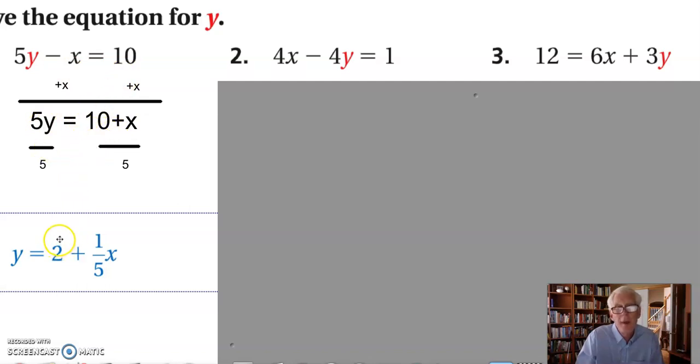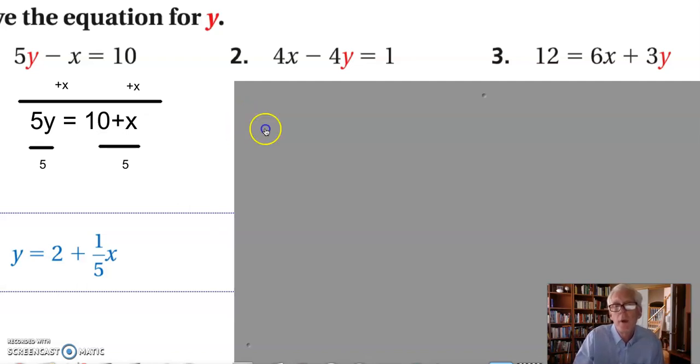Again, the hard part for many of us is going to be, how do you get from here, 10 plus x divided by 5, to this one? 10 divided by 5 is 2. X over 5 is the same as 1/5 x. So look at these and maybe it'll help you. I give the steps on number 2.